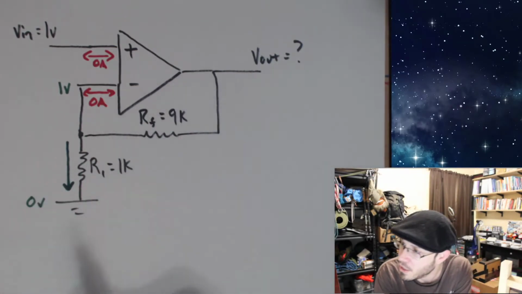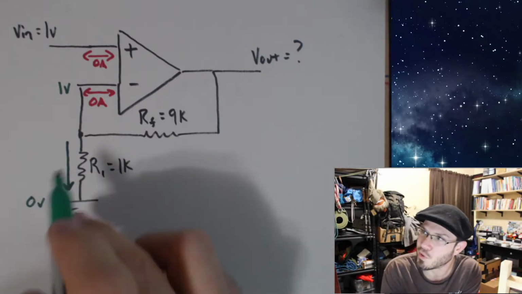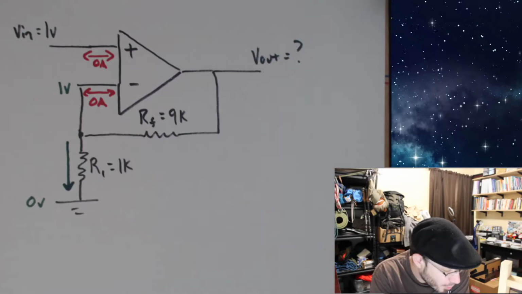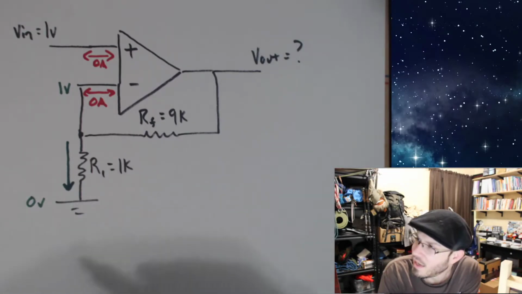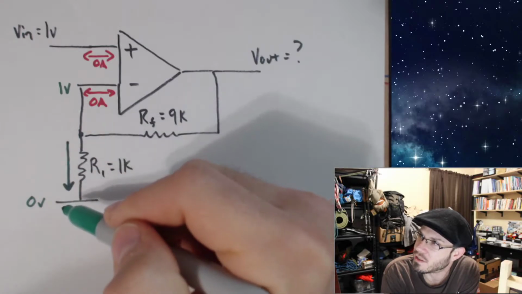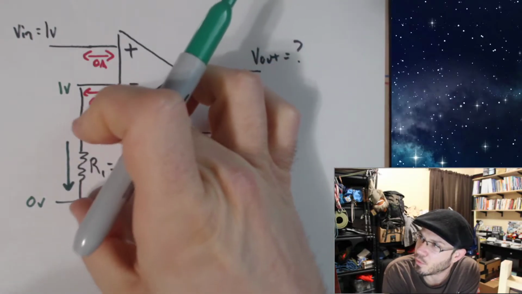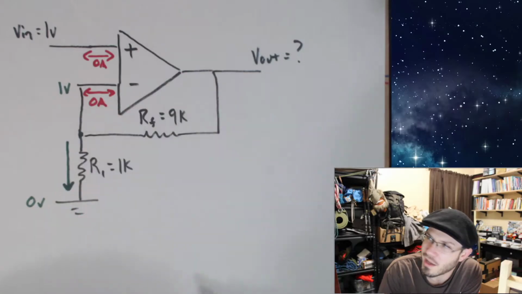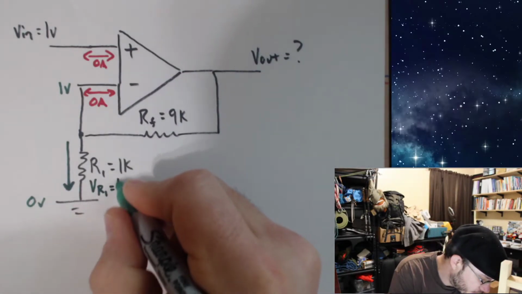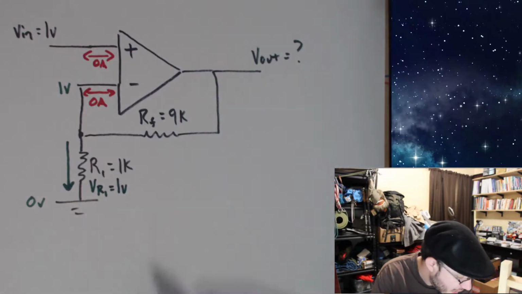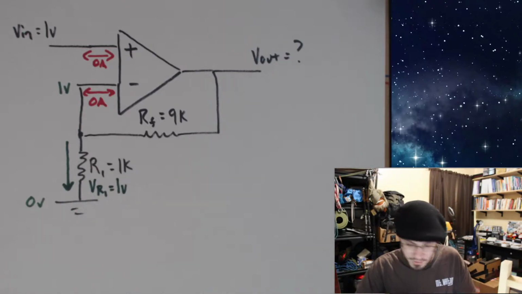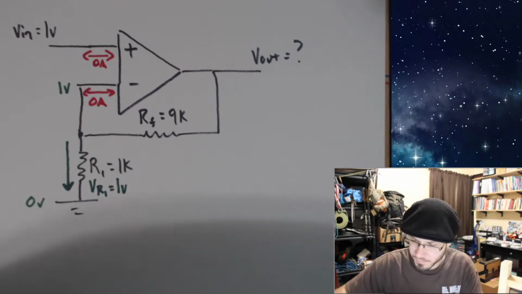So now I'm just going to use all of my basic 211 rules to analyze this. What's my voltage drop across R1? Well, it's 1 volt, right? I have 1 volt here, I have 0 volts here. I have a total 1 volt drop across this resistor. So VR1 is equal to 1 volt. Can I use Ohm's law to figure out what this current is? Absolutely. Let's go ahead and do that.